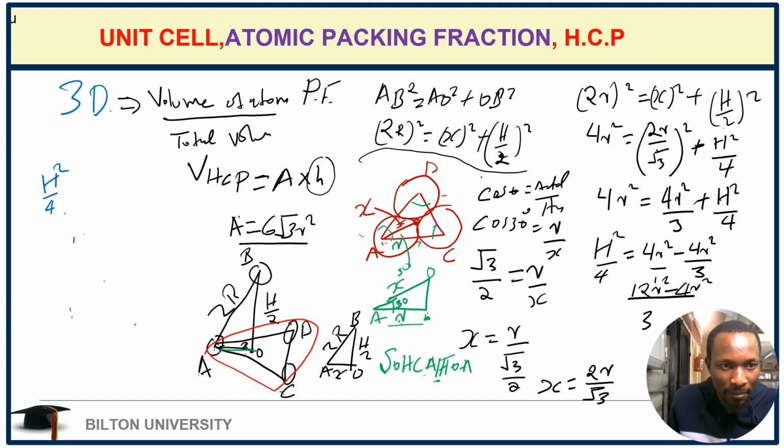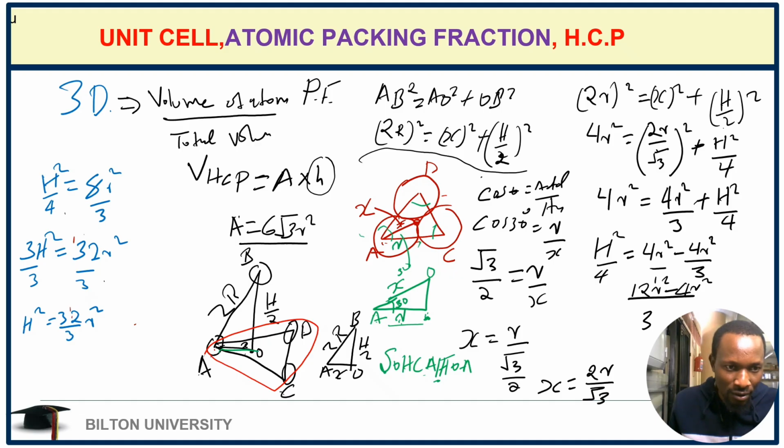h squared over 4 is equal to, now 12r squared minus 4r squared will give us 8r squared over 3, and we are looking for the value of h, and that will give us 3h squared. 3h squared is equal to 4 times 8r squared, which will give us 32r squared, and we can divide both sides by 3. Dividing both sides by 3, the value of h squared will be equivalent to 32 over 3 r squared.